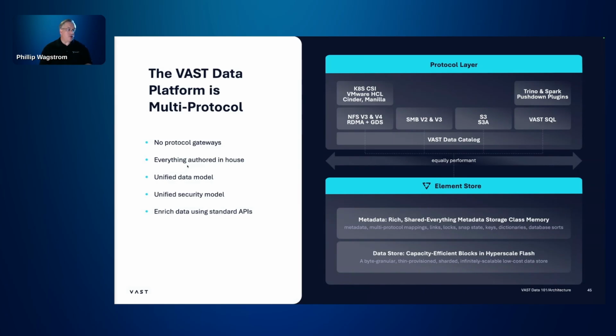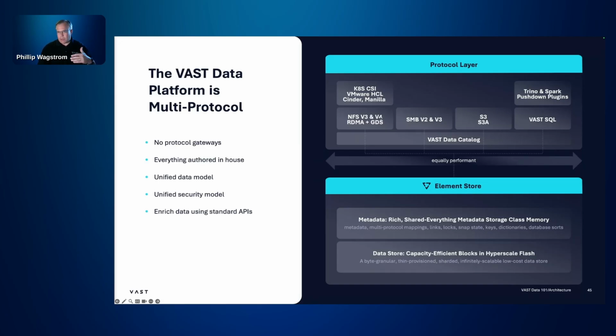Now, when looking at the internals of the platform, VAST is designed with multi-protocol in mind. That's been designed from the get-go. We don't use any protocol gateways. We don't dedicate certain C nodes to doing certain protocols. All C nodes are capable and do service out all protocols equally. Everything's authored in-house. We do write our own SMB stack and our S3 stack, and we maintain all of those in-house.